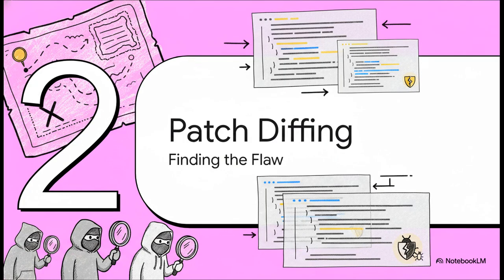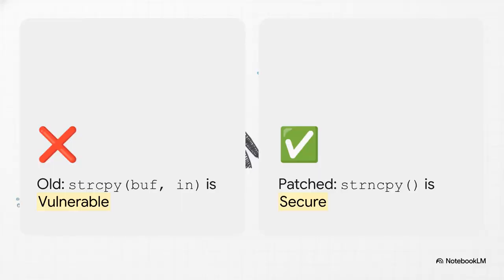Which brings us to part two, finding flaws through patch diffing. Now, what's really interesting about this slide is how beautifully simple this first reconnaissance step can actually be. Hackers will literally download the pre-patch version of the software and the post-patch version and just compare them side by side. This is what we call patch diffing.